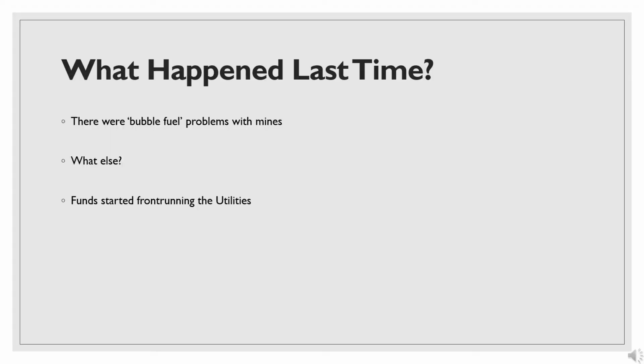So what happened last time that caused the price of uranium to go crazy? On one hand, yes, there was bubble fuel, I guess you could call it, with problems with mines, flooding, cyclones. But what else? What happened last time? Well, funds started front-running the utilities in their quest to buy uranium.